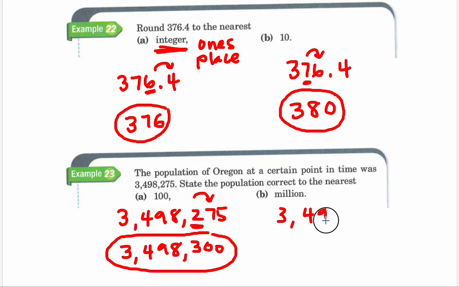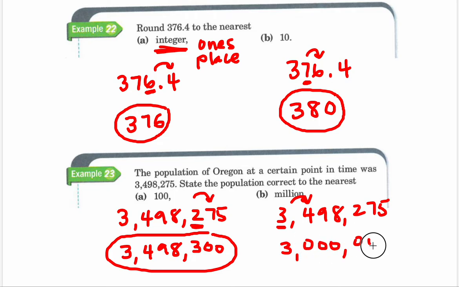Now let's talk about to the nearest million. Write down the number. Underline the number in the millions. Look next door. It's a 4. It's not 5 or more, so we keep it for sure. It's close, but not quite. So to the nearest million, it would just be 3 million.